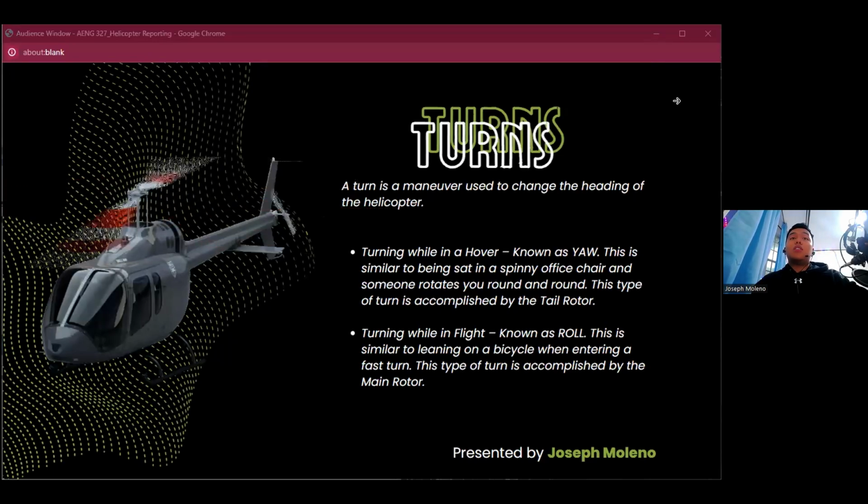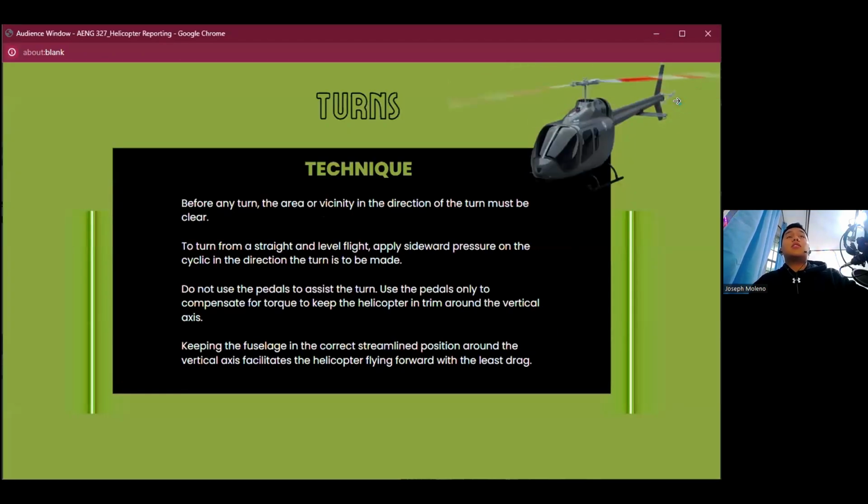The second one is turning while in flight. This is also known as roll. This is similar to leaning on a bicycle when entering a fast turn. This type of turn is accomplished by the main rotor. So here are some techniques in turns. Before any turn, the area or vicinity in the direction of the turn must be clear. To turn from straight and level flight, apply sideward pressure on the cyclic in the direction the turn is to be made. Do not use the pedals to assist the turn.